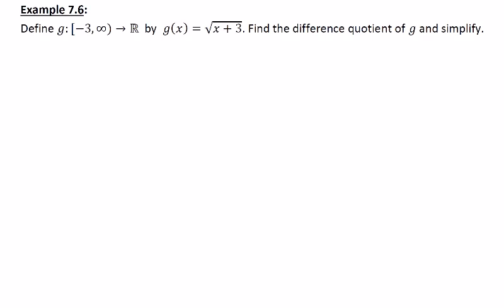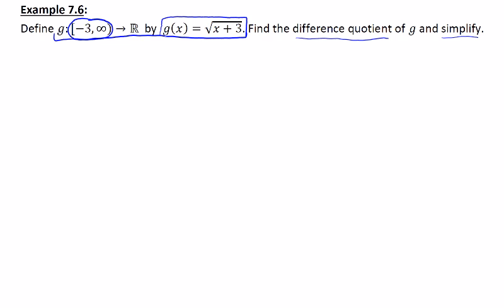In example 7.6, we have g defined for us. g has a domain of all real numbers greater than or equal to -3, and an equation of g of x equals the square root of x plus 3. We are being asked to find the difference quotient of g and simplify.